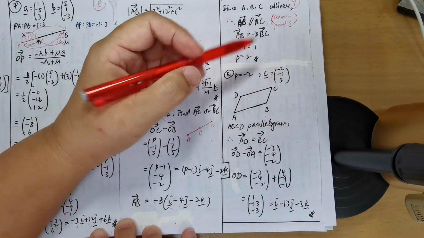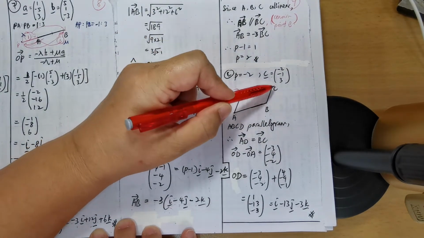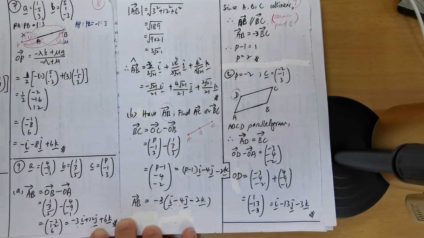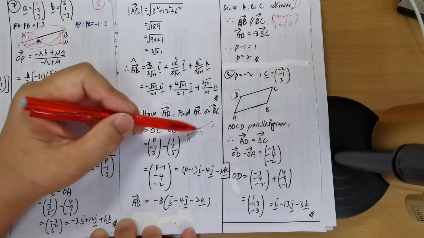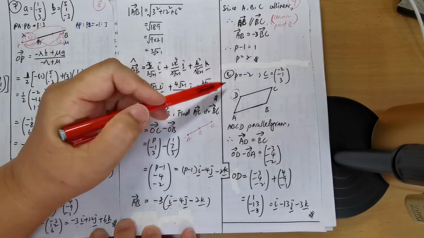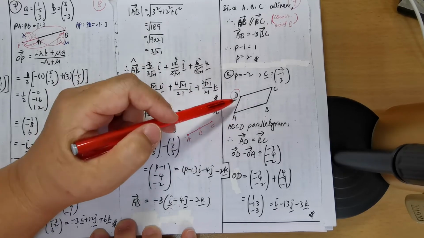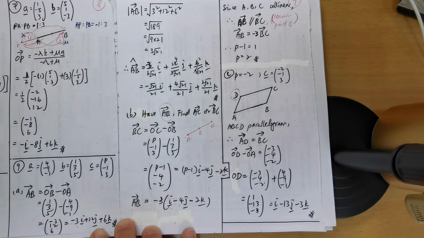And now they want us to find the position vector for D so that ABCD is a parallelogram. That's why I say B and C have no relation. B says ABC are collinear. If ABC are collinear, then P will be 2. Question C says if ABCD is a parallelogram, then P is negative 2. There is no relation.